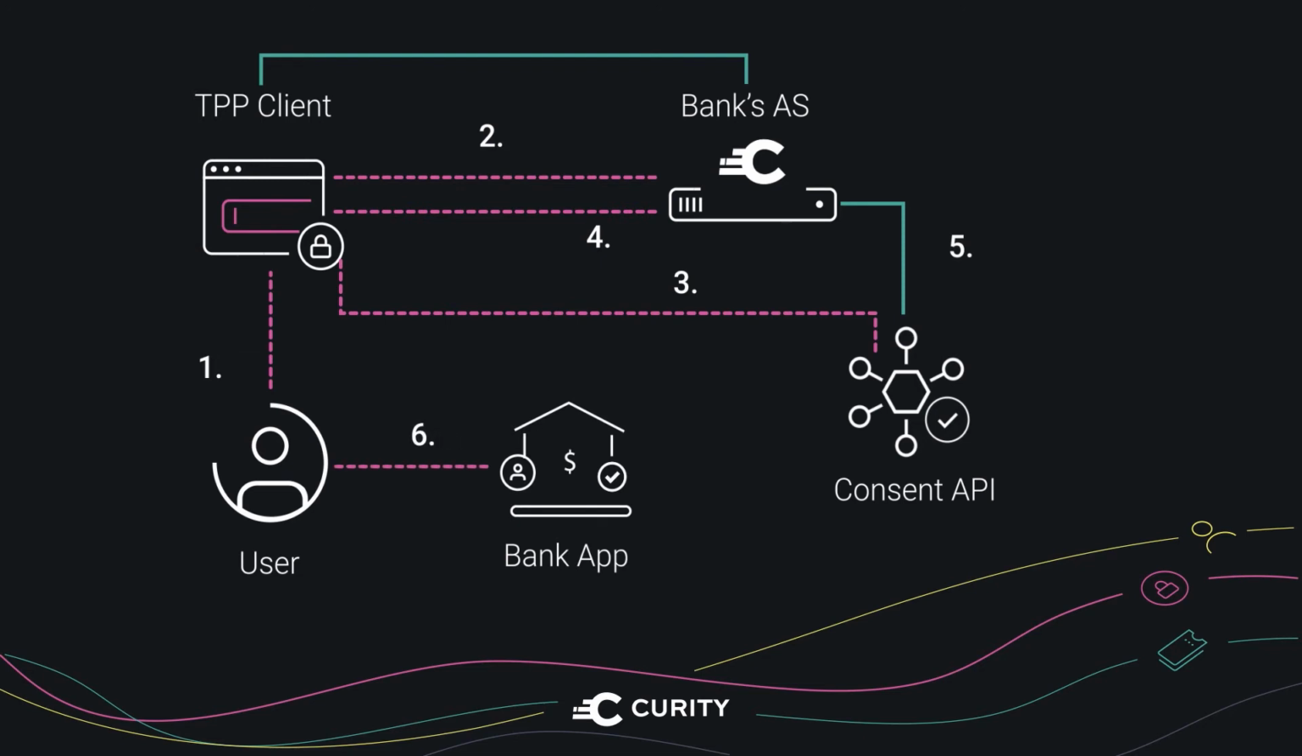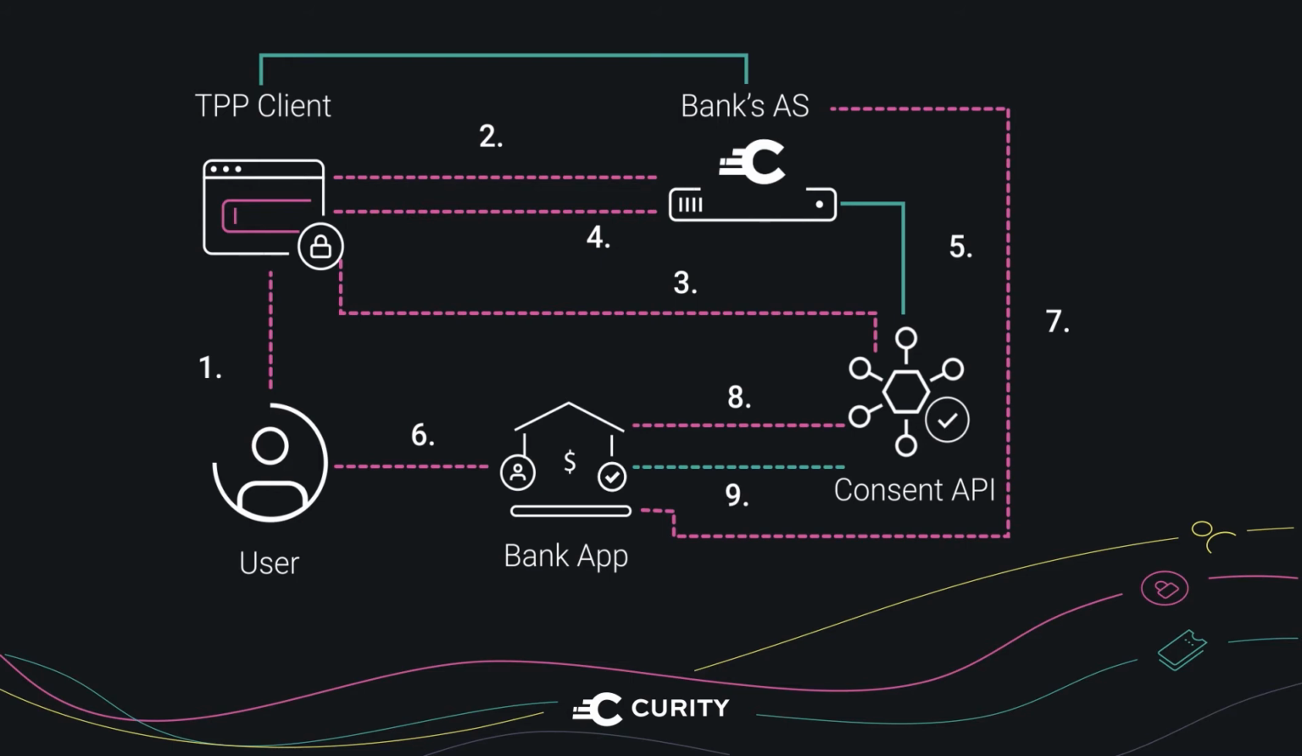Meanwhile, the user opens the bank app and is authenticated. The bank app then gets the user's consents and asks for approval. When the user approves a consent, the bank app calls the consent API to update the status. When the TPP client polls the authorization server again, it gets the access token, as the consent has now been approved.